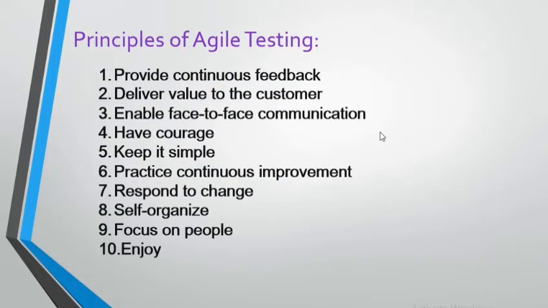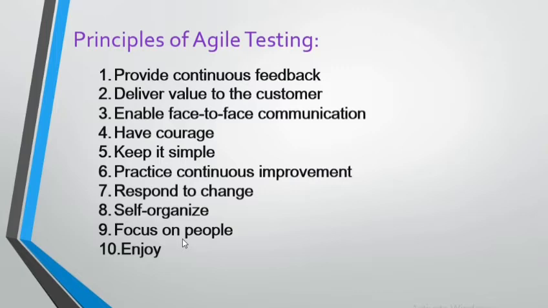These are the 10 principles of agile testing. 1. Provide continuous feedback. 2. Deliver value to the customer. 3. Enable face-to-face communication. 4. Have courage. 5. Keep it simple. 6. Practice continuous improvement. 7. Respond to change. 8. Self-organize. 9. Focus on people. And then the last one is enjoy. These are the principles of agile testing. Let us see the details of these principles.